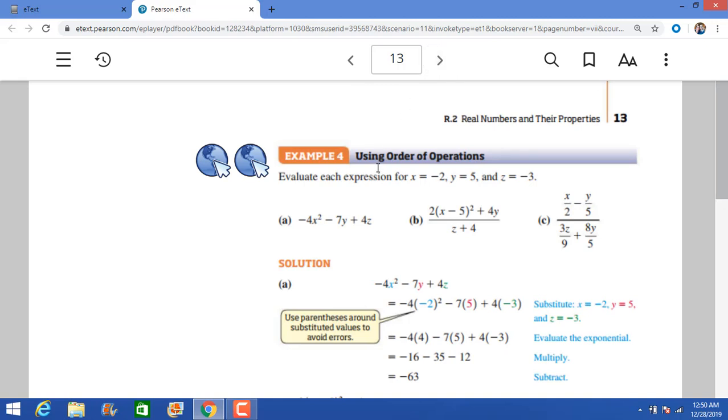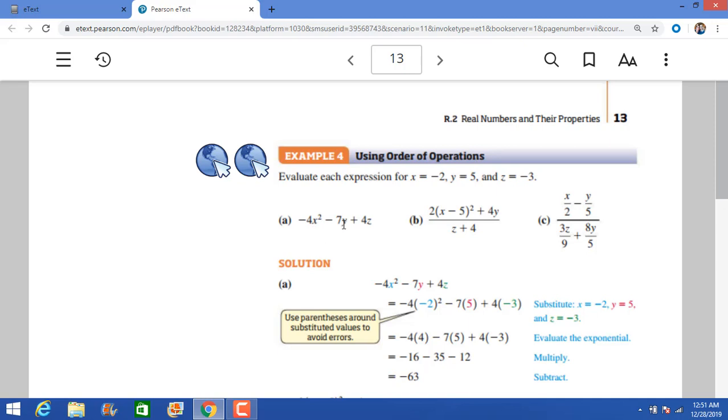Now we're going to evaluate the expression for x equals negative 2, y equals 5, and z equals negative 3. So what we're going to do is plug and chug. We plug in these values for x, y, and z, and then we solve. x is negative 2, so in this case x is negative 2 squared, so it's negative 2 quantity squared. That's negative 2 times negative 2, which gives us positive 4. And then negative 4 times a positive 4 is negative 16.